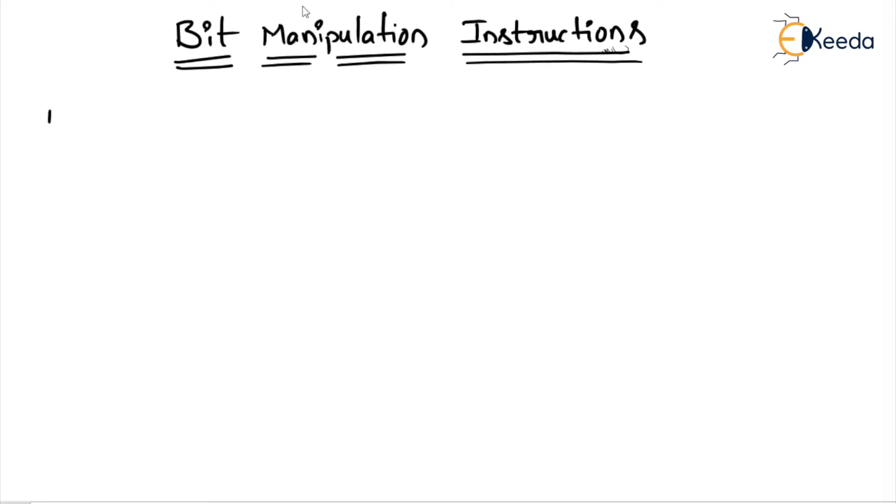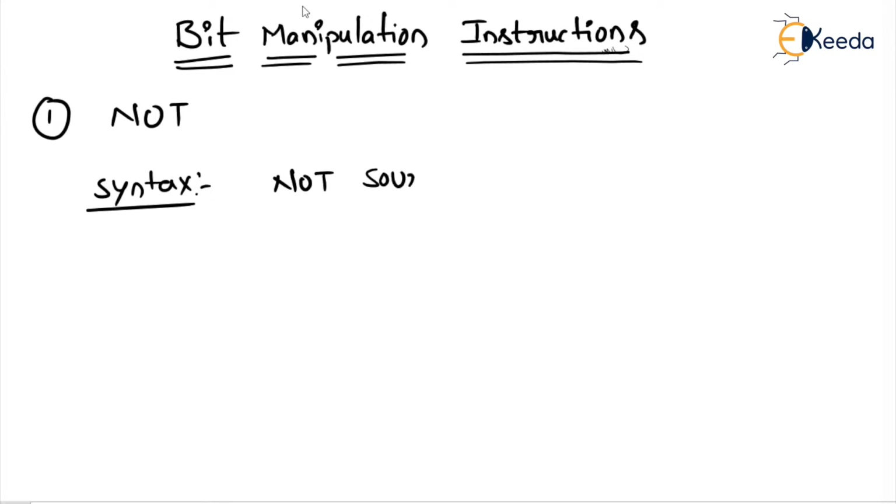In this one, the first one is NOT. Syntax is NOT source. That means it complements each bit of the source to produce the one's complement of the specified operand. The operand can be a register or memory location.